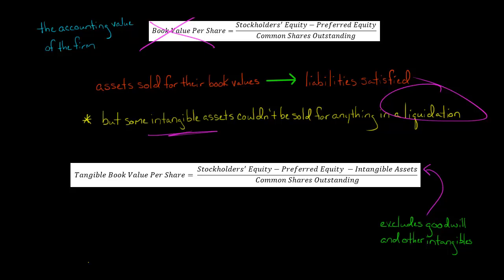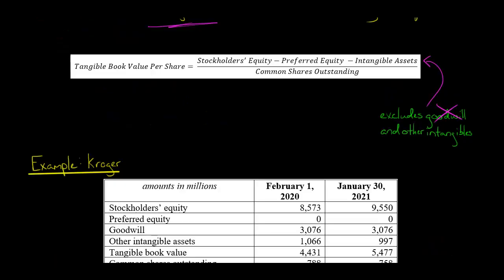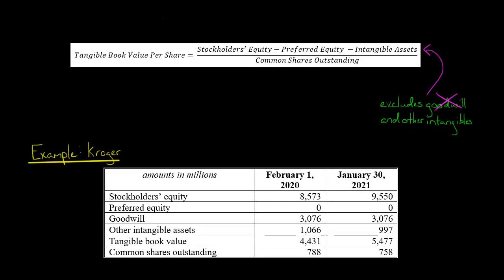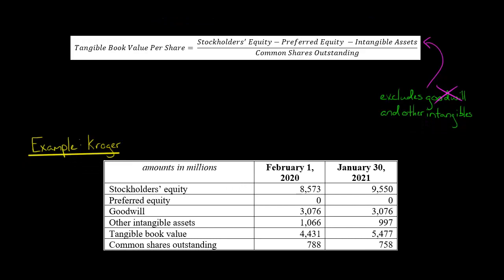Think about it. If a company were to be liquidated and they had goodwill on their balance sheet, let's say $25 billion, what can that goodwill be sold for? Nothing. It has zero value. So when you look at the tangible book value per share, you're ignoring some assets that wouldn't be able to be sold for their book value were the company to be liquidated. Now, let's do an example. Let's take a look at Kroger. I'll show you how to calculate their tangible book value per share.